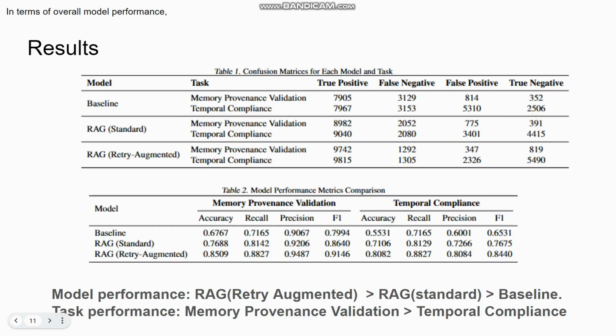In task 1, the prompt explicitly tells the model what kind of memories it's working with. It knows whether the memory is something Harry experienced firsthand or just heard about secondhand. But in task 2, the model has to infer whether a piece of information violates the current timeline. This kind of temporal reasoning is much more difficult.